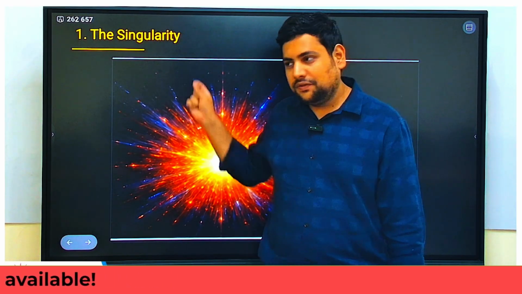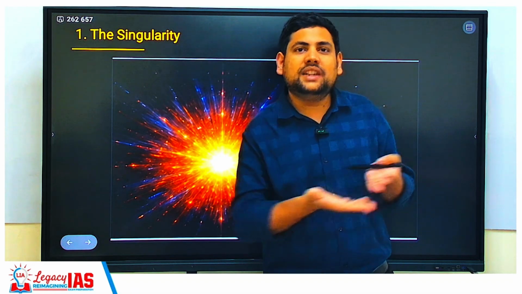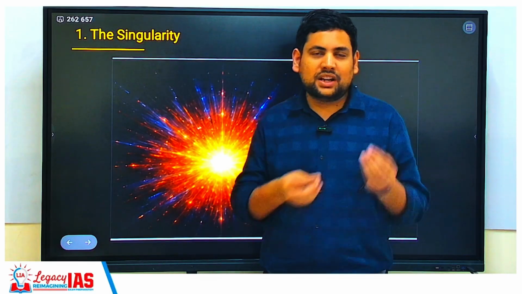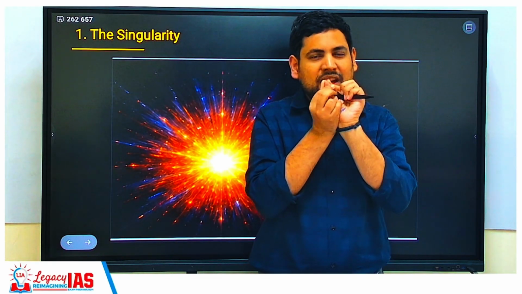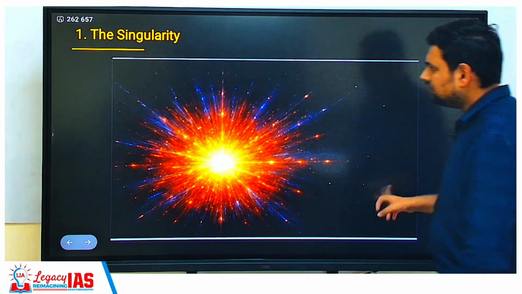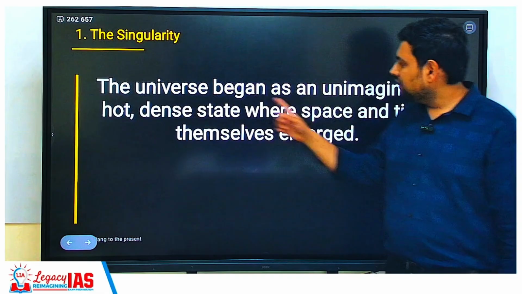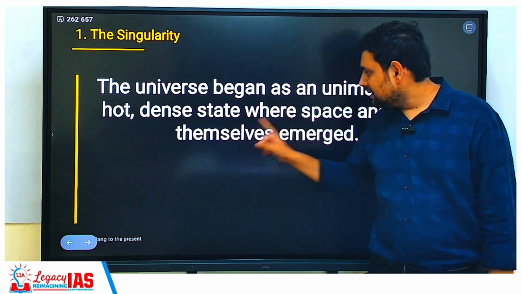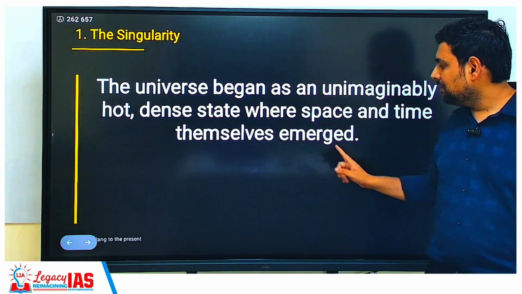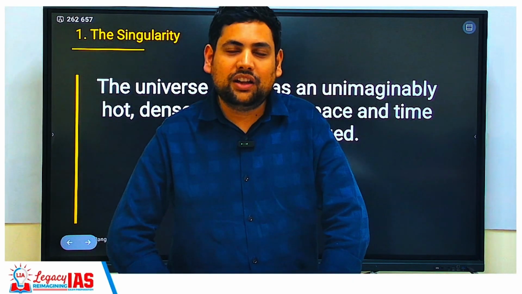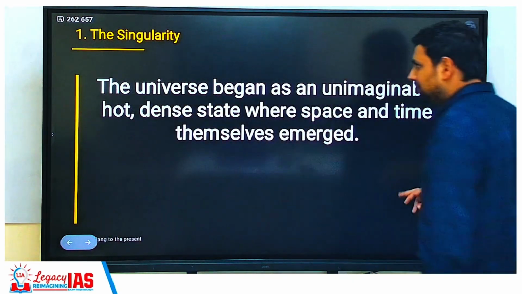Okay, so from that, something started, or the space started expanding. Calling it an explosion would be a misnomer. So basically what started happening, all that space was concentrated in that point, and then the space started expanding. Now this is called singularity. The universe began as an unimaginably hot, dense state where space and time themselves were immersed. Everything was a tiny speck. Then, this was the first stage.